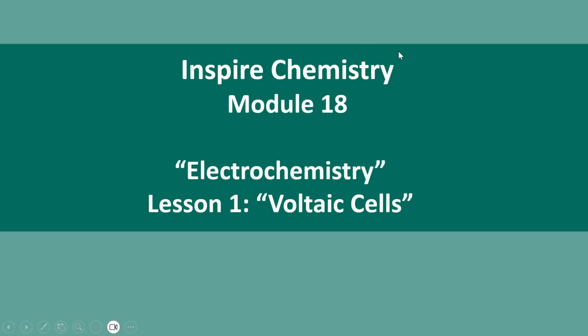So, in this video, we are in Module 18, the chapter titled Electrochemistry, الكيمياء الكهربائية. In lesson 1, voltaic cells, اللي هي الخلايا الفولتية. This chapter depends on the previous chapter, redox reactions. Please revise redox reactions before you watch this video. We'll do some revision, of course, but you need to know details about oxidation and reduction.